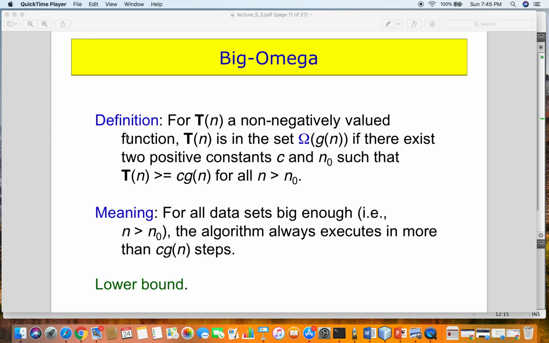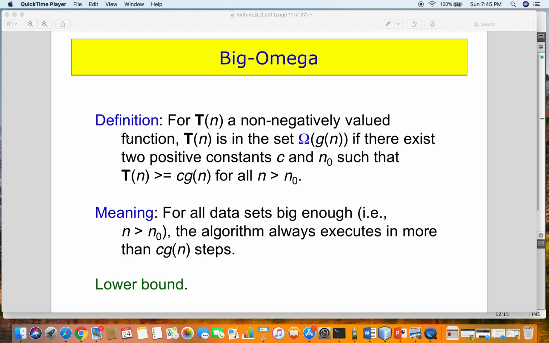So in previous sessions we looked at big O notation, which is the upper bound. Here we look at big omega, which is the lower bound. The definition is almost the same. A non-negatively valued function T(n) is in the set Omega(g(n)) if there exist two positive constants c and n0 such that T(n) is greater than or equal to c g(n) for all n greater than n0.